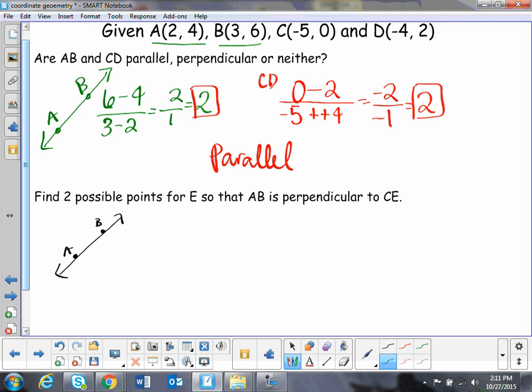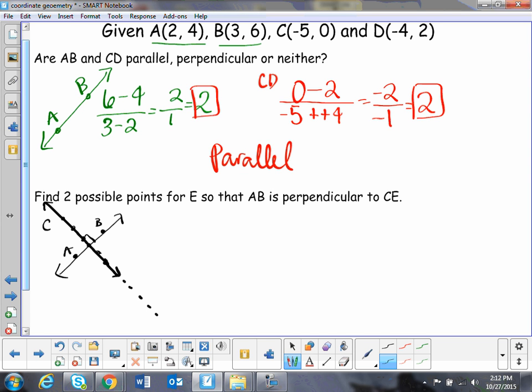Perpendicular to that. Randy, pay attention. Okay, so C is going to be right there. E, we don't know where it is, but we do know that a line's going to go through that, and it's going to be perpendicular. So E is anywhere. It could be there, it could be there, it could be anywhere on that line. That's why there's infinitely many answers, but all you have to give is 2 possible answers. What do you know about these 2 lines?